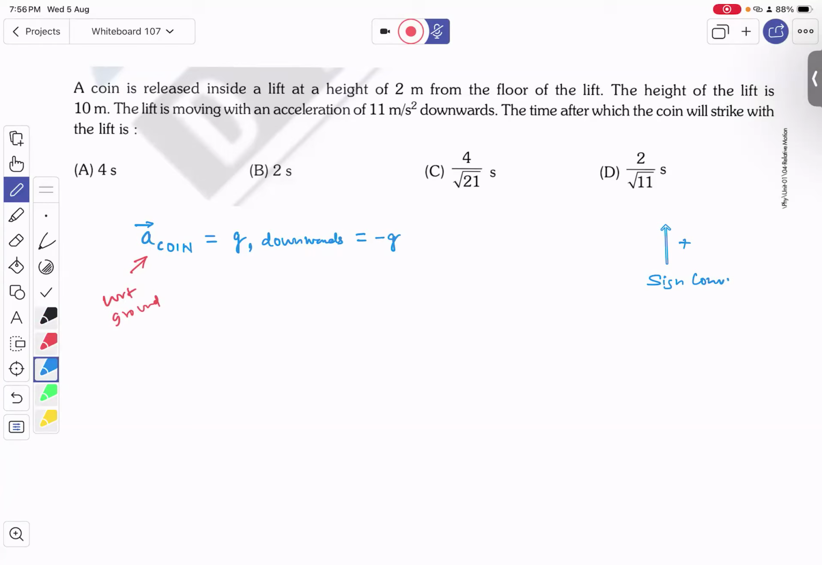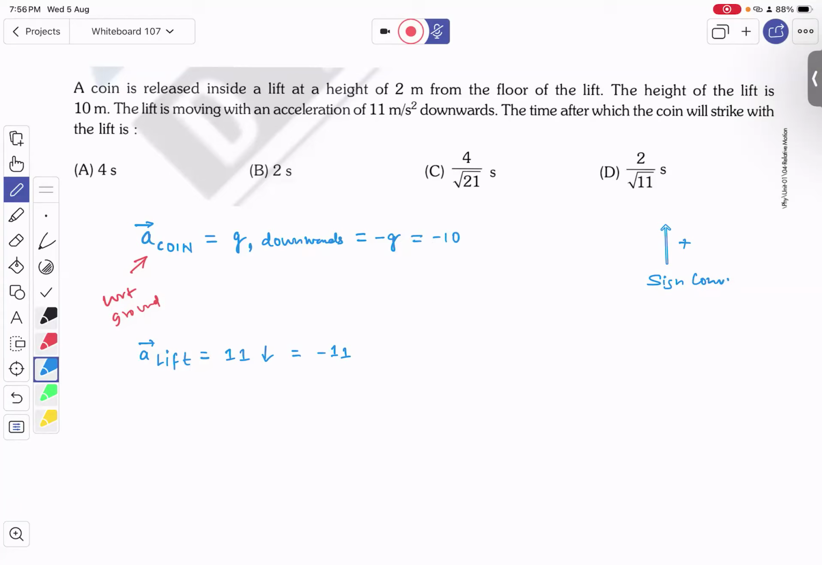Now what is given next is the acceleration of the lift with respect to the ground frame, which is also given to us as 11, but again which way, it is downwards. Downwards is negative for us, so minus 11. And maybe I will take g as 10. Okay, so it's going to be minus 10.